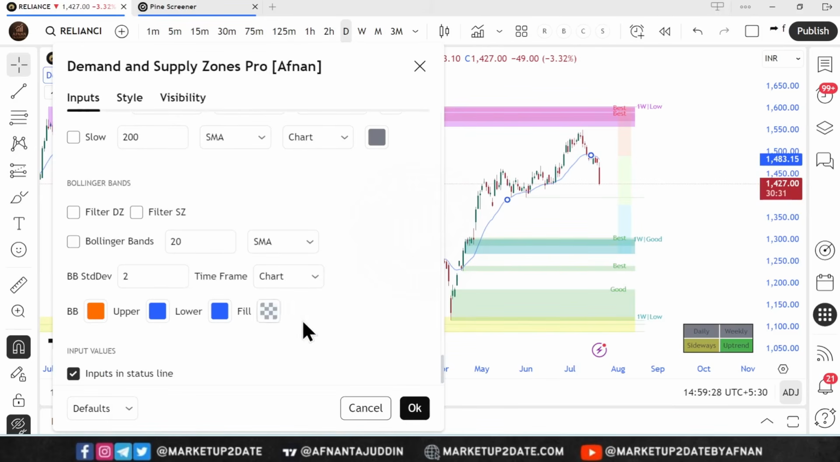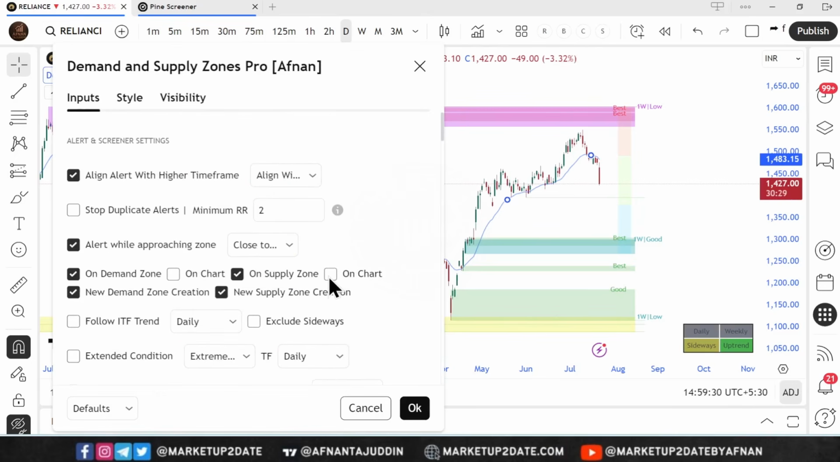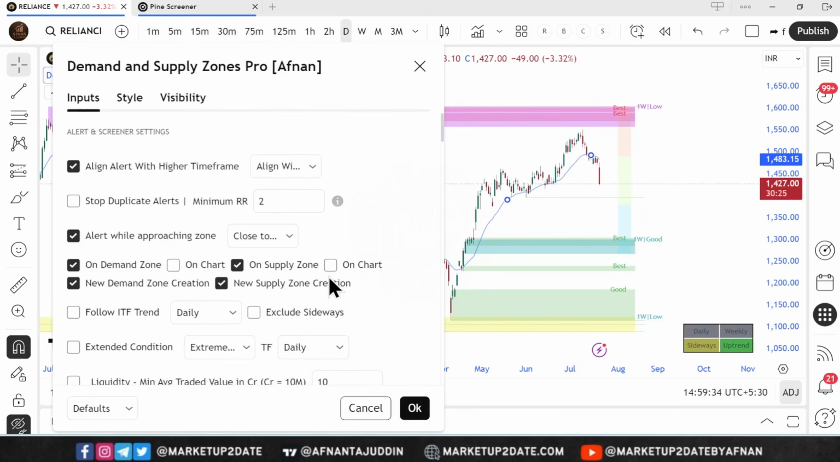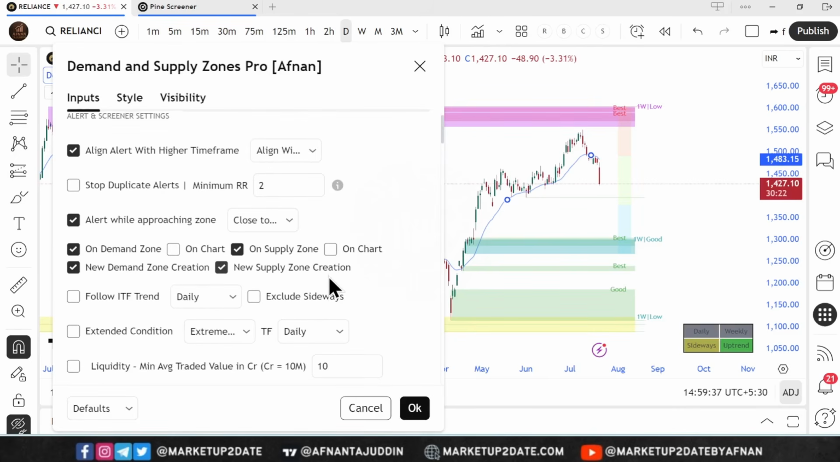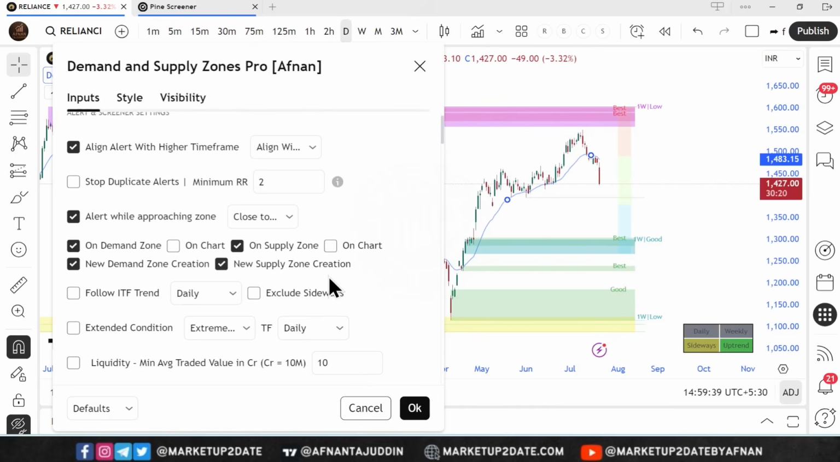Automation masterclass, alerts and screener. We have reached the final and perhaps most powerful part of this tutorial, so let's jump inside the settings menu, making the indicator work for you 24/7.